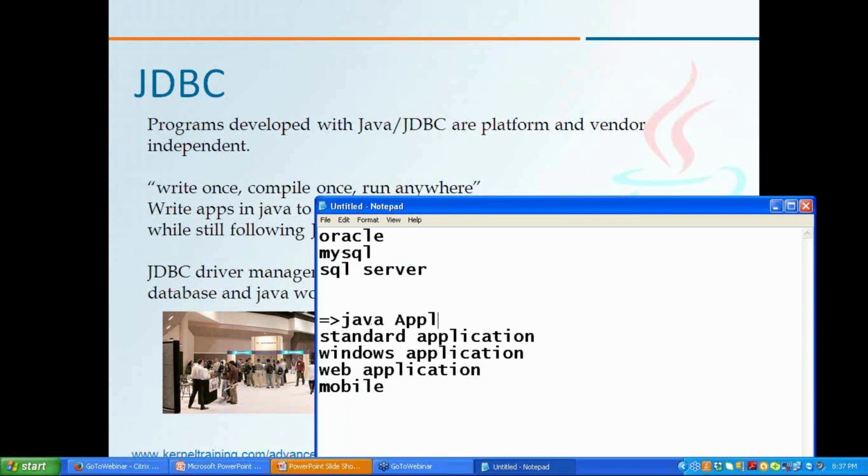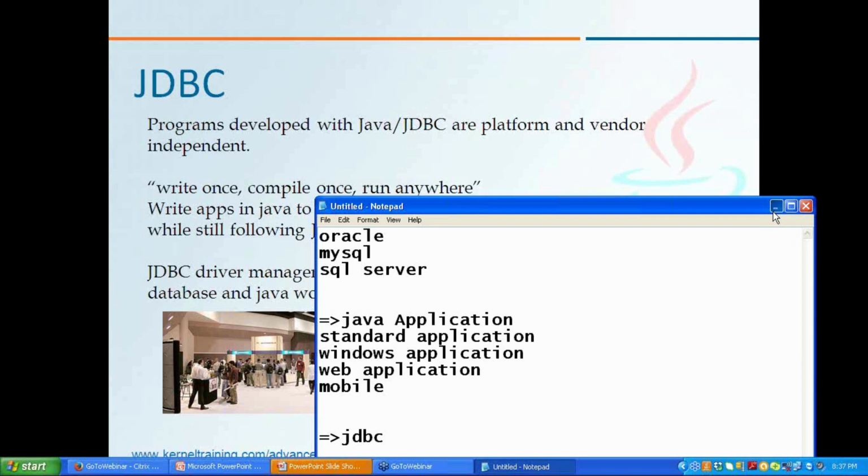All these Java applications can connect to the backend environment by using only one technology, that is called JDBC, right? So what is JDBC saying? JDBC is saying you write the application once, compile once, and run on any number of platforms. And our JDBC can access any type of database using normal SQL commands, right?